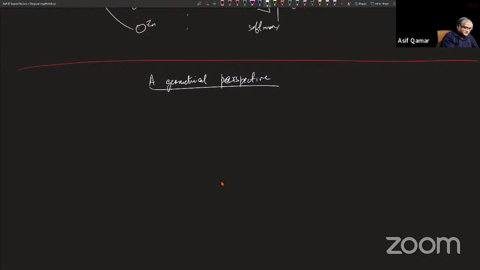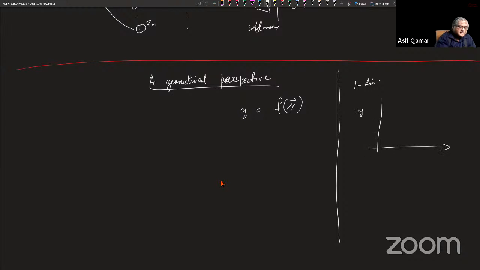Geometric perspective. Remember I said that in a way, when you write y is some function of x, what are we saying? If it is regression, let me generalize these ideas step by step so you see it. In one dimension, y hat is some curve. If this is x, this is y, you just don't know what curve it is. A function is nothing but a curve.